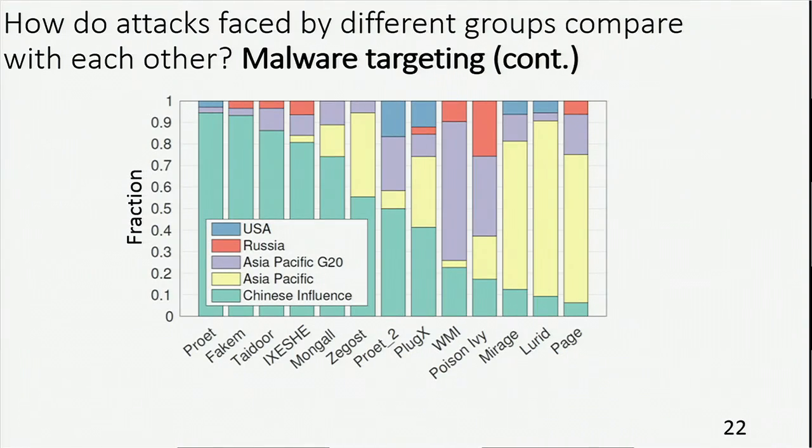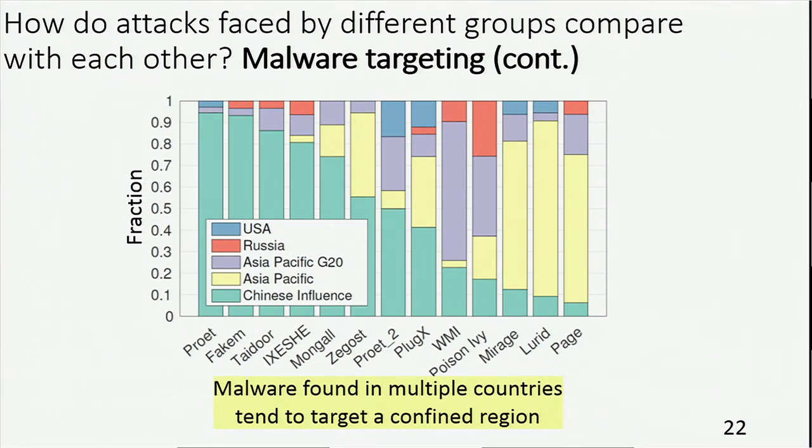And what we found when we grouped the fraction of malware that affects multiple countries, so for each malware family, is that we find mainly one region is being affected. So for example, in the Chinese influence region, we see a handful of pieces of malware that predominantly affect that same region. There are cases, for example, like PlugX that I mentioned before, that don't really target any one region predominantly. And then we see, for example, Mirage, Lurid, and Page affect the Asia-Pacific region. So even when we find malware in multiple countries, they still tend to target a confined region.